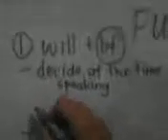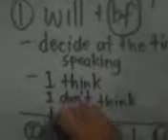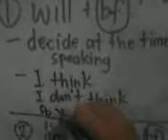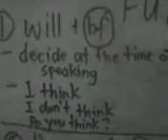You also use will plus base form when you use I think, I don't think, and do you think. So you say, I think she will come. I don't think she will come. And do you think she will come? So when you use I think, I don't think, and do you think, you also use will plus base form. So this is the first verb form that we use for future tense.